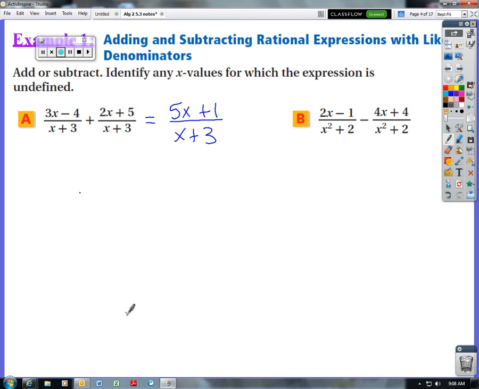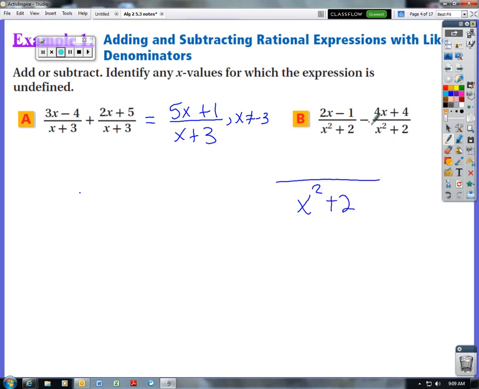It does ask us to identify any x values where it's undefined. So for that, again, we're going to look in the denominator, and x cannot equal negative 3, because then the denominator would be 0. This next one, again, we have same denominators, so we'll keep those the same.